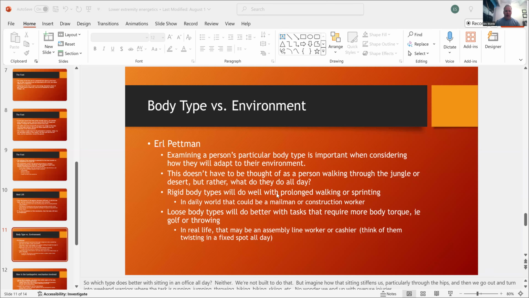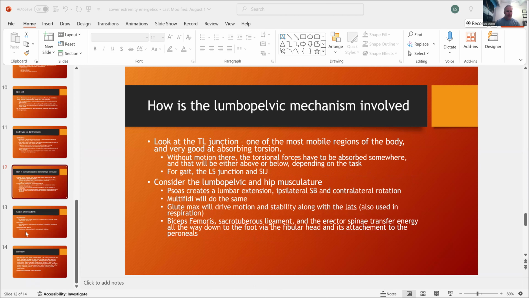Okay. Getting close here. All right. So the lumbopelvic mechanism, how is it involved? I always want to look at the TL junction when these sorts of issues come up, right? It's one of the most mobile regions of the body, very good at absorbing torsional forces. It's supposed to be, right? Outside of the AA joint, the T11, T12 segment in the TL junction is the second most mobile spinal segment. At least it should be.